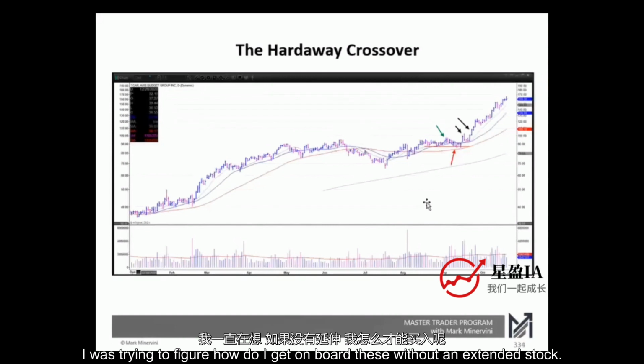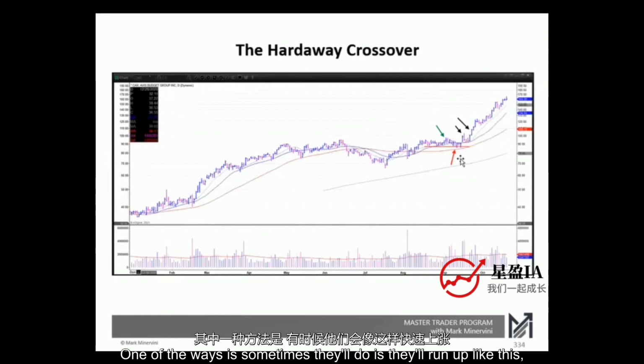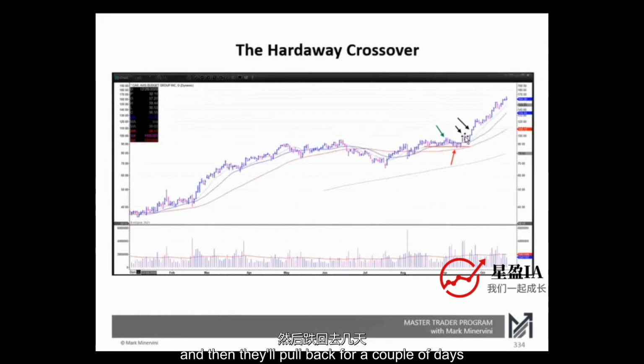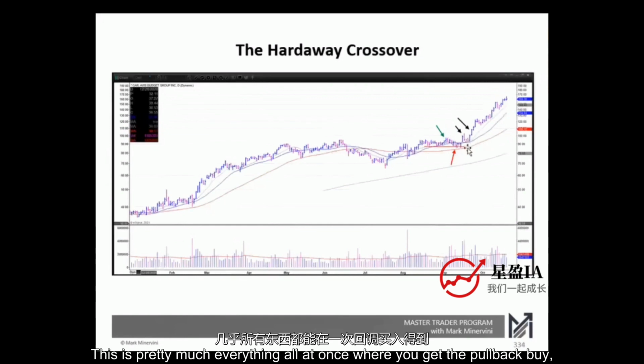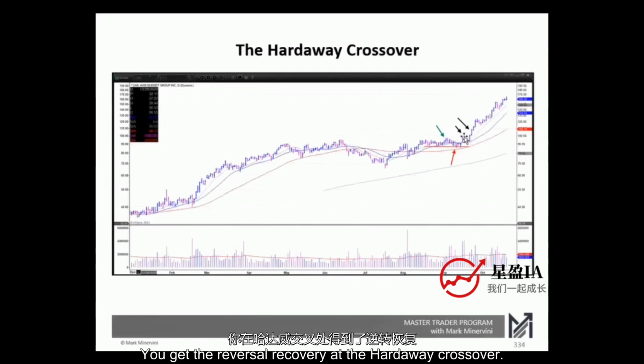So I was trying to figure out, how do I get on board these without getting an extended stock. One of the ways is sometimes they'll run up like this, and then they'll pull back for a couple of days and pull back to the breakout and give you a pullback buy, or in some instances you'll get a reversal, and then we're talking about the reversal recovery. This is pretty much everything all at once, where you get the pullback buy, then it recovers, you get the reversal recovery, you get the Hardaway crossover. It's just everything happening in chronological order here.